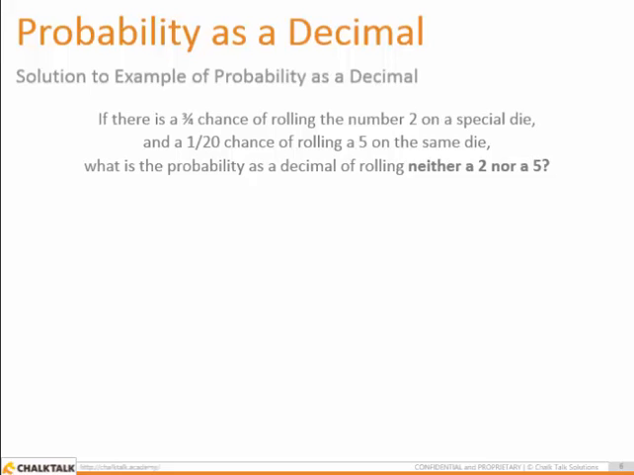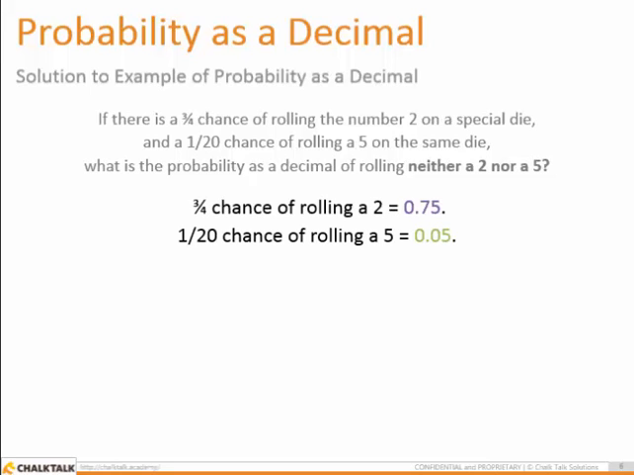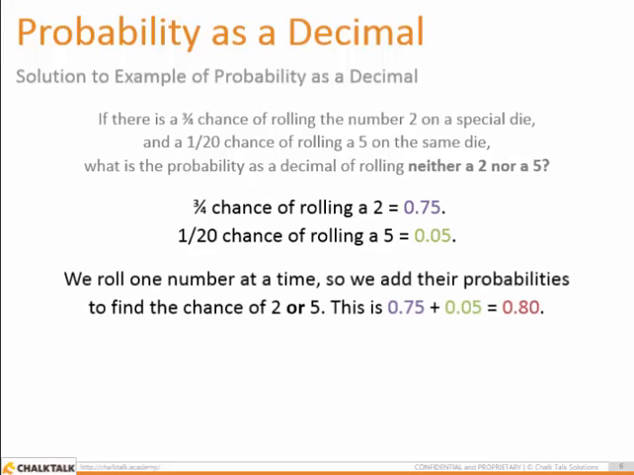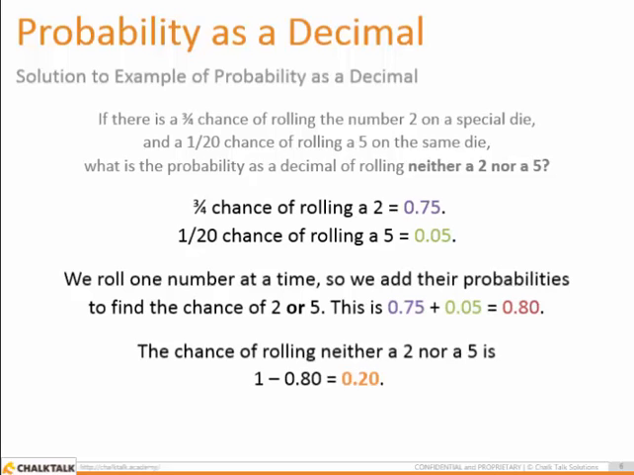Let's convert the fractions to decimals, with 3/4 becoming 0.75 and 1/20 becoming 0.05. We can't roll more than one number at a time. This means if we want to find the chance of rolling a 2 or a 5, we can actually add their probabilities to get the chances of rolling either 2 or 5. With a 0.75 plus 0.05 equals 0.80 chance of rolling a 2 or a 5, the chances of not rolling either a 2 or a 5 must be 1 minus 0.80 equals 0.20.